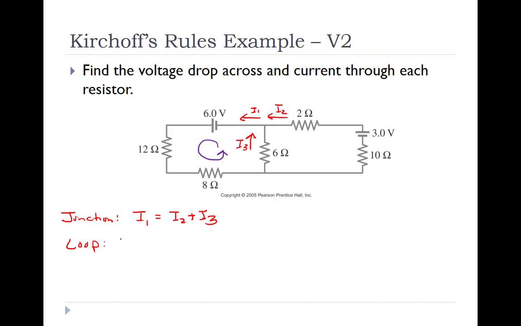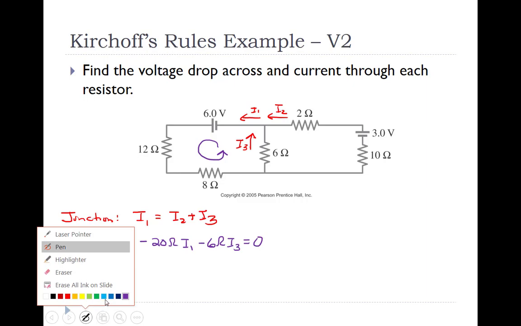Starting at the battery, I get 6 volts. I'm going to take I1 through the 12 ohm and through the 8 ohm, following the current. Therefore, I can subtract off 20 ohms times I1. And then I'm going to head up through the 6 ohm following I3, so I subtract that off as well.